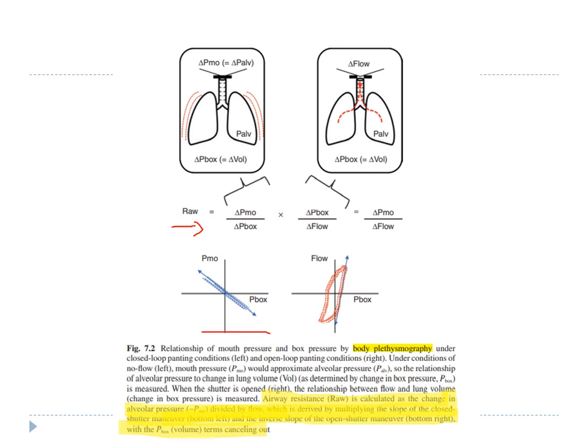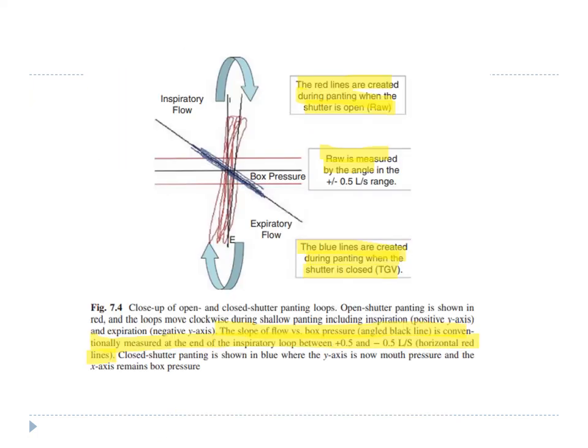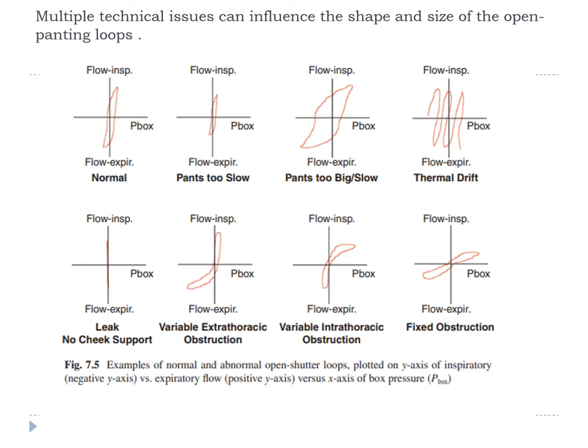This is what happens when he is asked to breathe in a closed shutter. First he is asked to breathe in an open shutter, and the arrows and the loop are in this direction, and suddenly the shutter is closed, and it is in this direction. The angle between these is used for the measurement of the airway resistance. These are the various technical issues: during normal breathing it is like this, and during slow panting the loop is very slow, and if the panting is very big, the loop is also big, and similarly in other patterns.